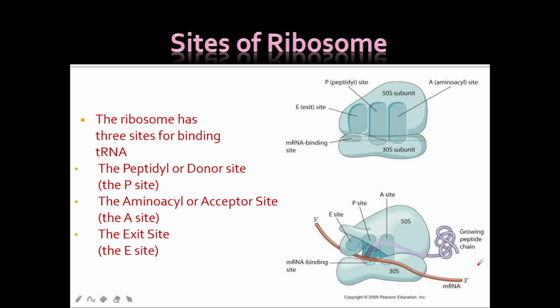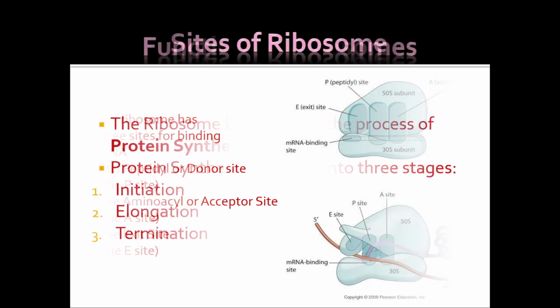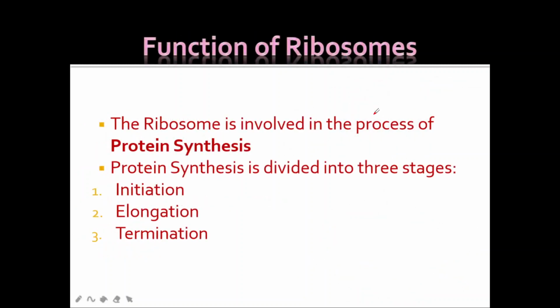So this is all about the protein synthesis structure. See here, this is the tRNA, the growing peptide chain is here, 5 prime end, 3 prime end. This is the mRNA, which is already present in both subunits. These are the sites, and from this exit site the protein synthesis takes place, and the chain is coming outside from the other end of the ribosome. So this is all about the functions of ribosomes.